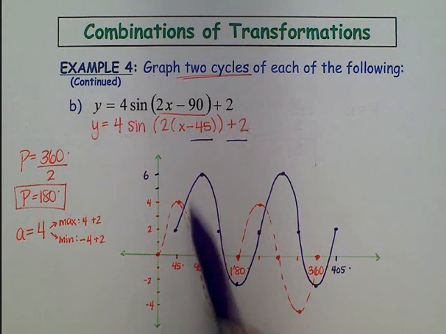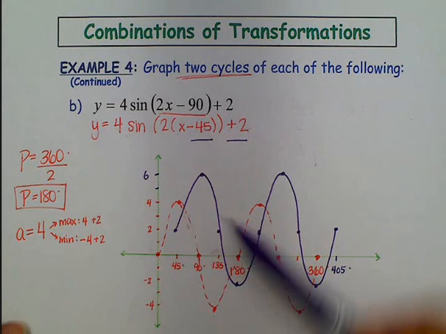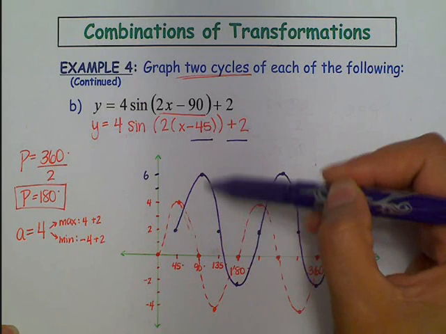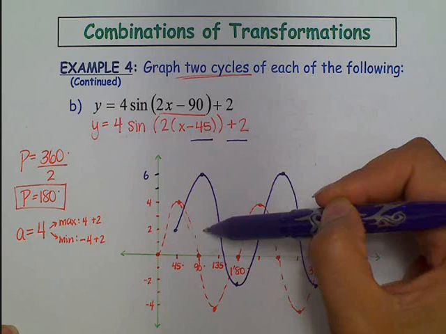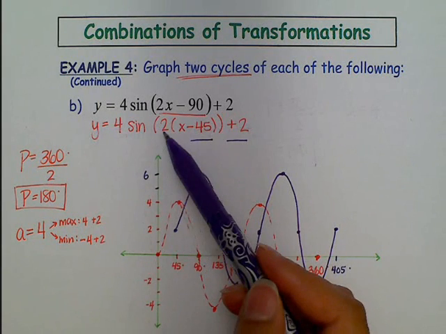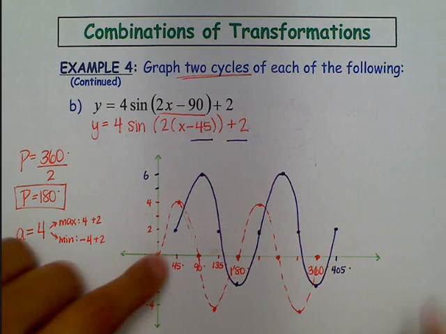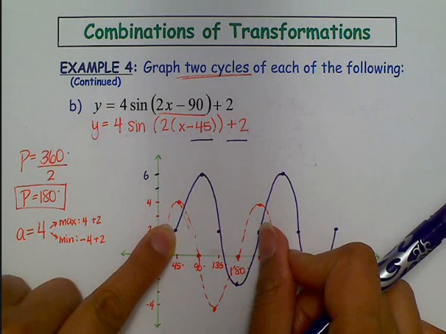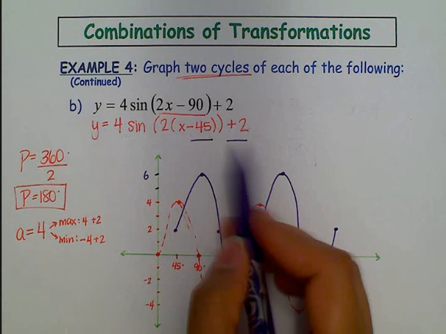And there you go. Okay, so there is your sine function vertically stretched by a factor of 4, and you can see that because the distance between the zeros and the max and the zeros and the min are both 4 units. The horizontal length of one cycle is 180 degrees, so from 45 to 225.